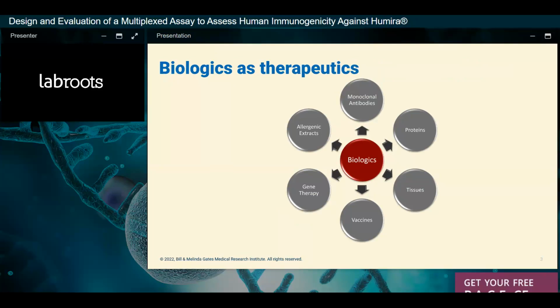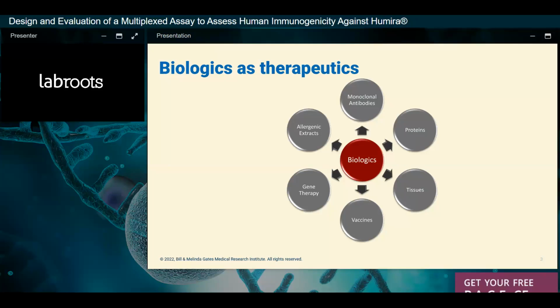As far as the pharmaceutical industry, there is a class of drugs that are referred to as biologics, and this is sort of the newer type. They can be any one of different types of molecules. They can be proteins, tissues, vaccines, gene therapy products, allergen extracts, monoclonal antibodies. All of these are considered to be biologics.